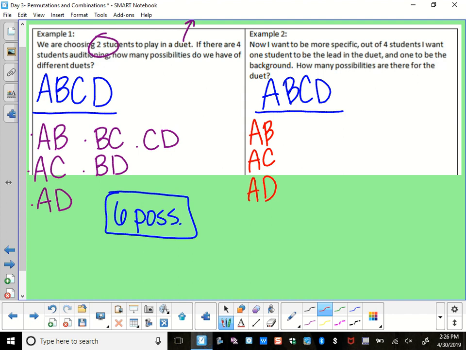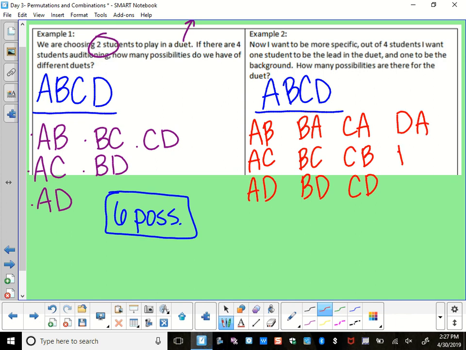Okay, so what if we want Ben to be the lead singer? Who can be his backup? Alice. Who else? Kat and Dawn. All right, if Kat is the lead singer, her backup can be Alice and Ben and Dawn. And if Dawn is the lead singer, his backup can be Alice, Ben, and Kat. Does that make sense? So there's how many possibilities here? 12.